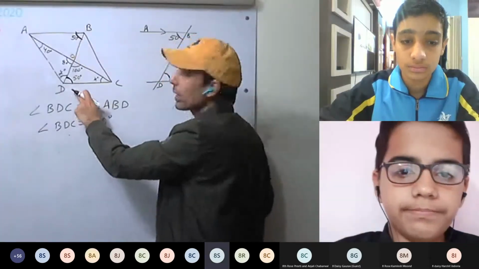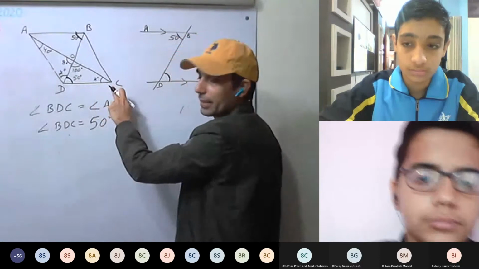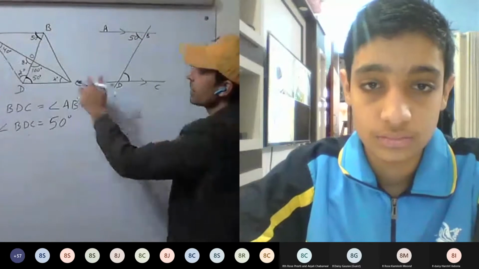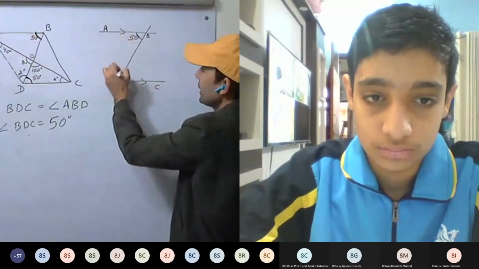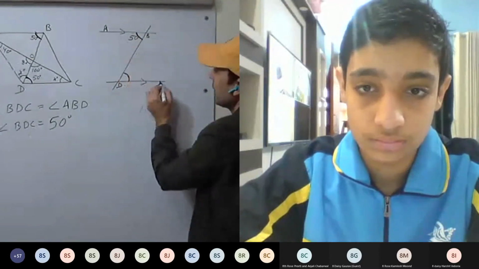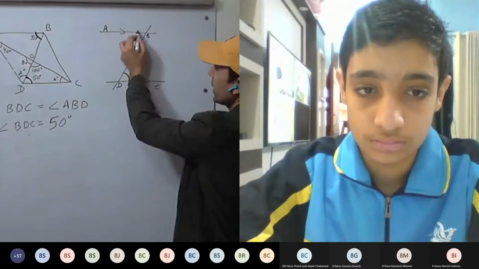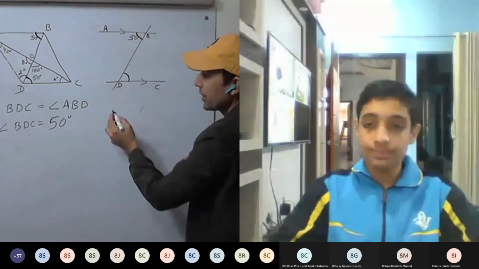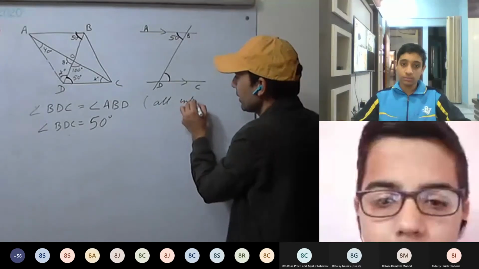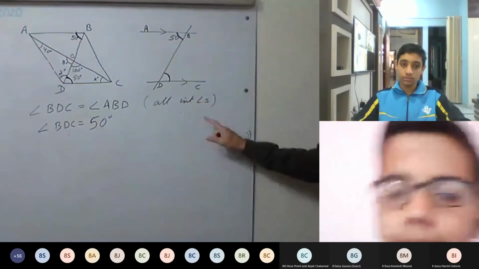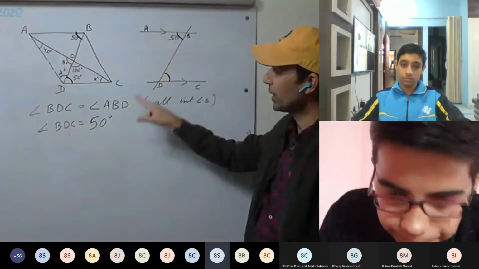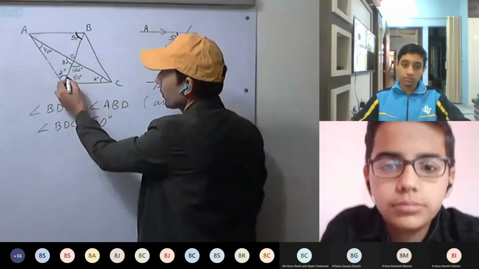See here, ABCD is a parallelogram. AB is parallel to DC. A line is intercepting these two parallel lines, and angle ABD is how much? 50 degrees. So angle BDC will be equal to angle ABD. And the reason is they are alternate interior angles. Is this clear? Therefore, these two angles will be equal. Therefore, this angle will be 50 degrees.